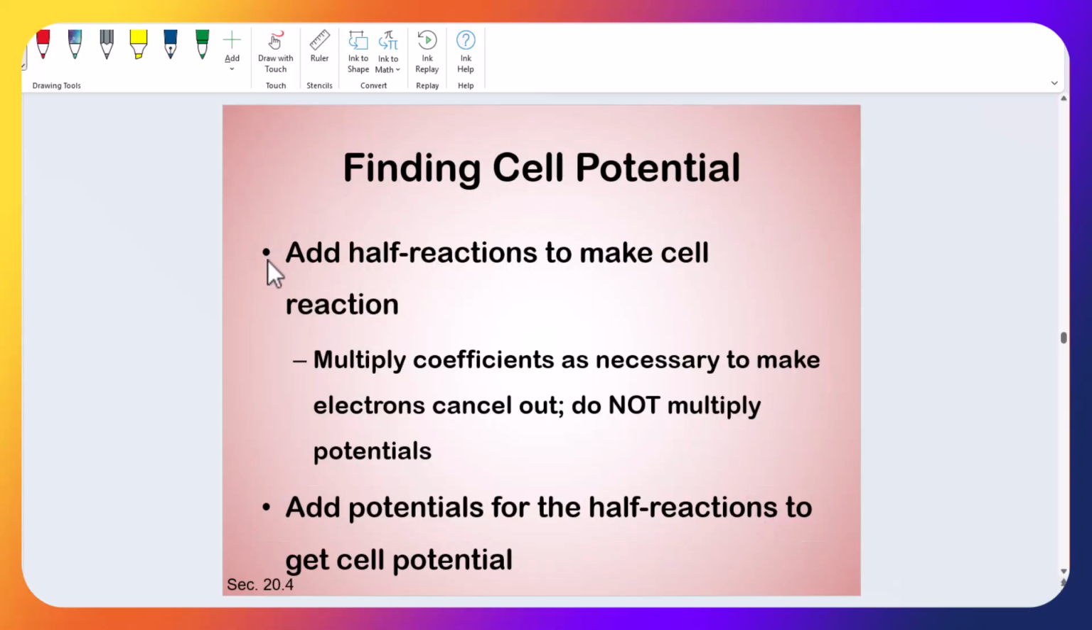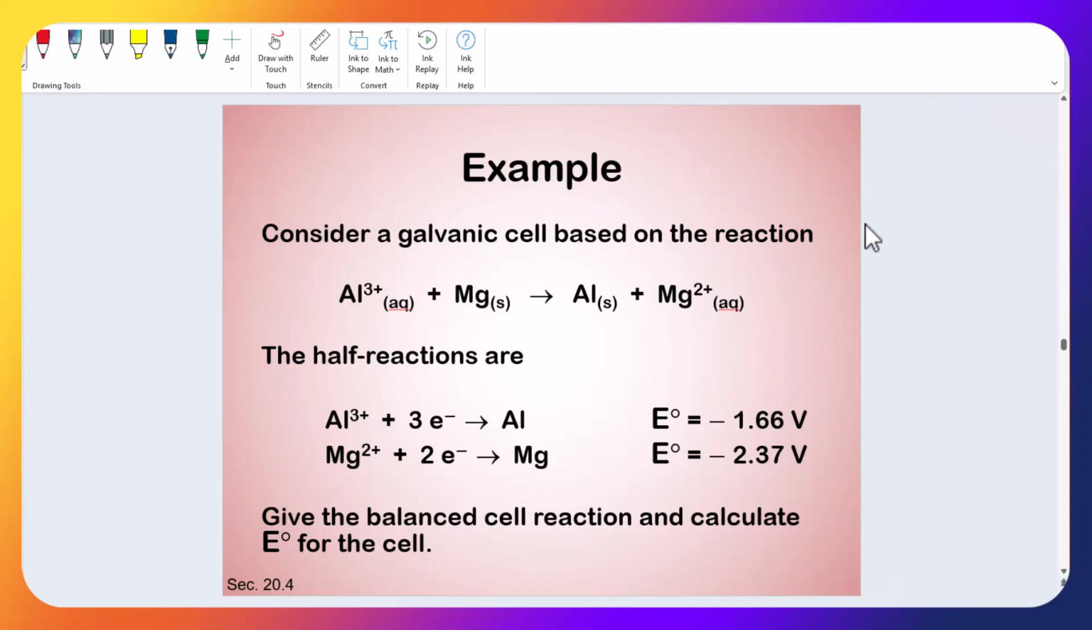Finding cell potential. Add the half reactions to make the cell reaction. Multiply coefficients as necessary to make electrons cancel out. Do not multiply the cell potentials. Add potentials for the half reactions to get the cell potential. So here's our first problem.